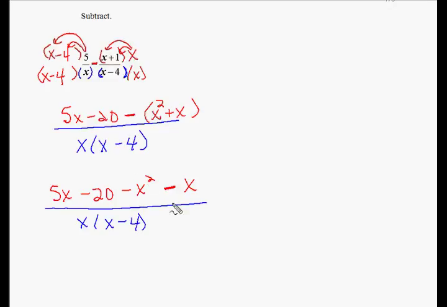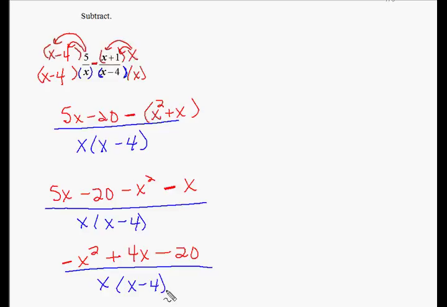So now let's try and combine like terms and see what we have here. Minus x squared plus 4x minus 20 all over x times x minus 4. Now in the numerator, again, when you want to add fractions and it looks like everything has been combined, your last step is to see if you can reduce. And the way that we reduce is to factor.